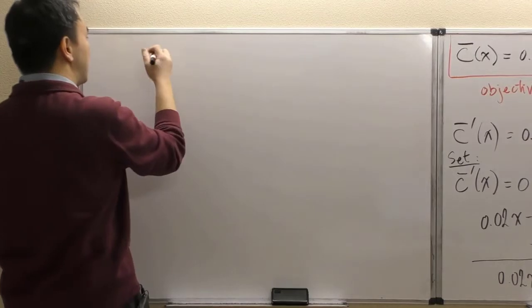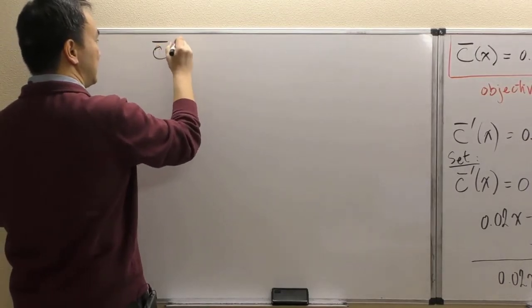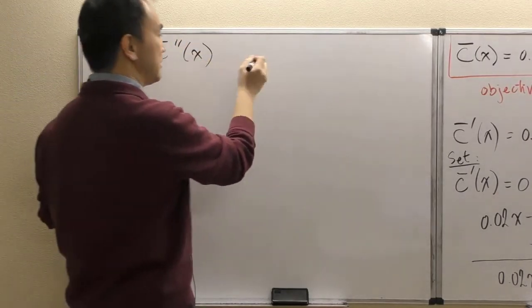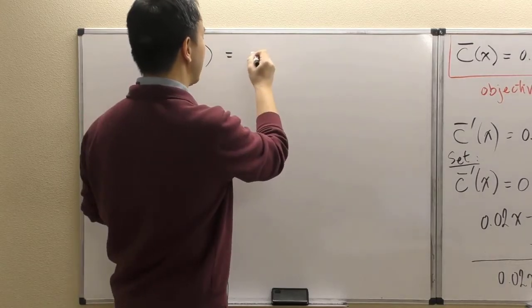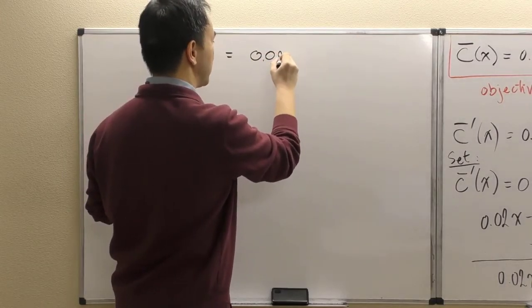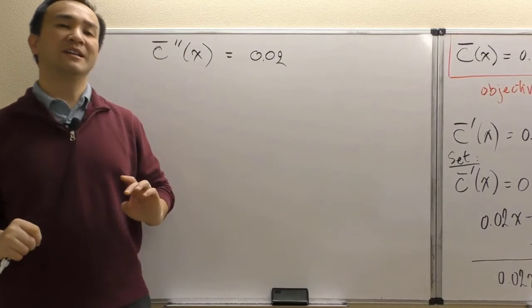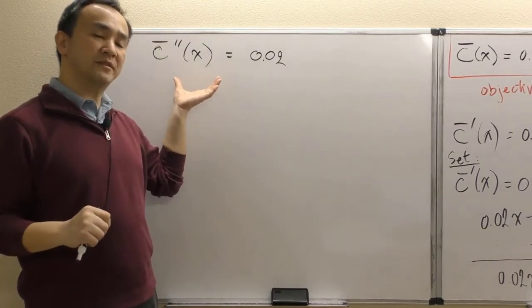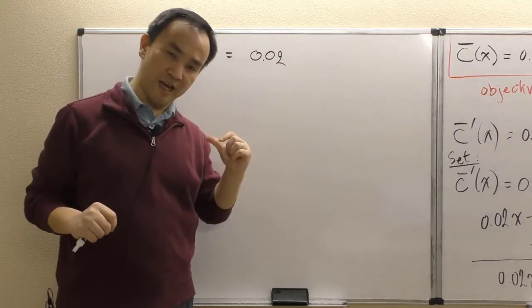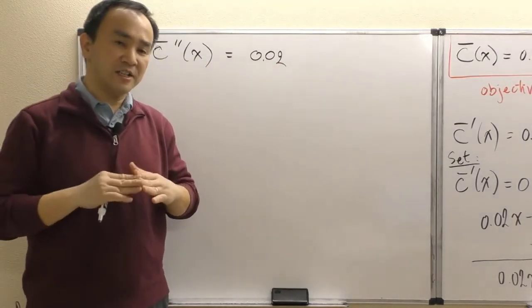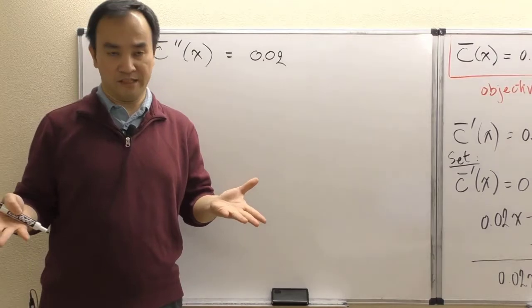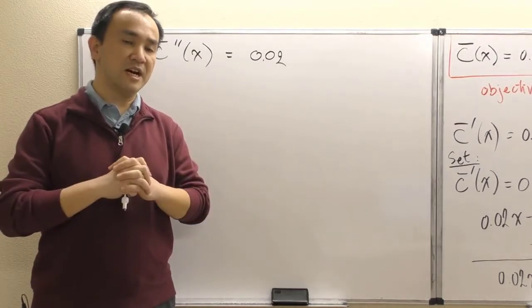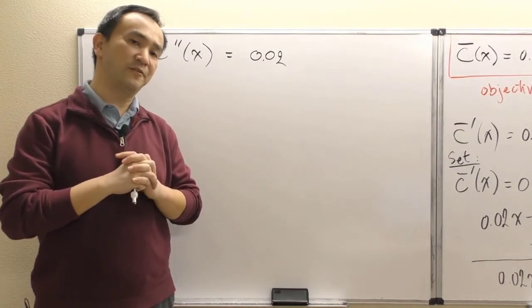So C bar double prime of x, from our first derivative, is simply going to give me just a constant 0.02, and this time it's a positive 0.02. And this is what I meant earlier by saying using the second derivative test is going to be a little easier. In this case, it's simpler because it saves me from building sign charts, which was done in the first derivative test.